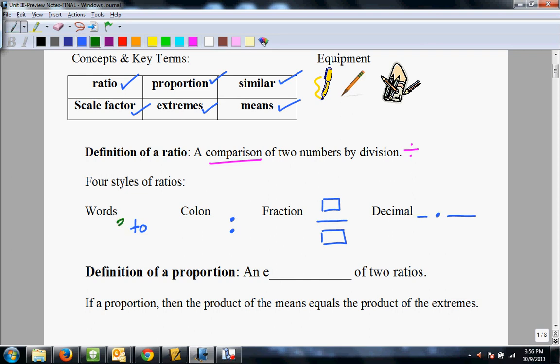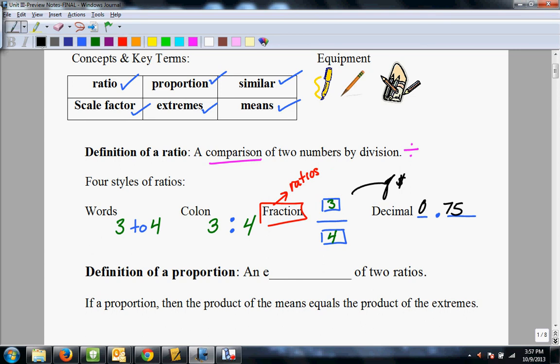For example, you can have 3 to 4, or you can express it like this: 3 to 4 using a colon, or as a fraction, 3 over 4. And to get to a decimal, just think in terms of money. 3/4 of a dollar, 0.75. This is really important: all fractions are ratios, because that's by far the most common expression you're going to be using in this unit.